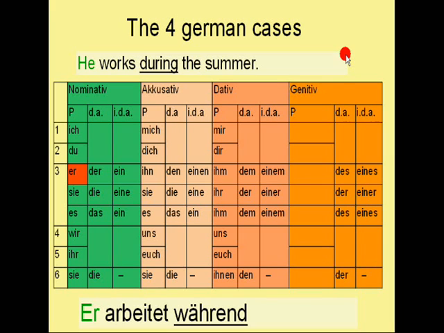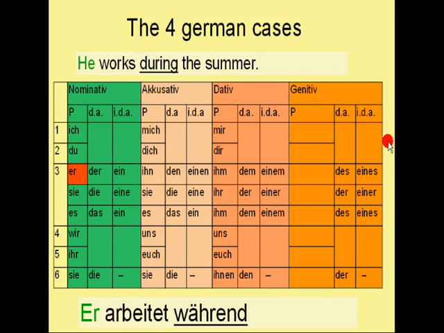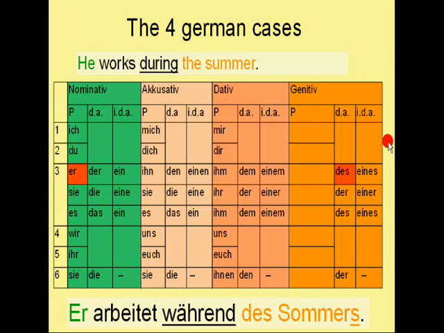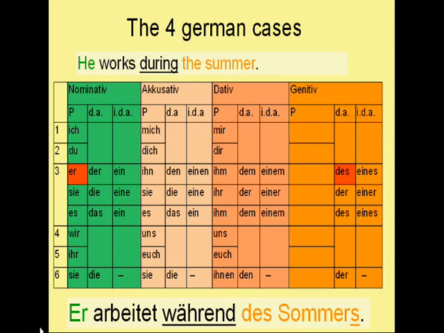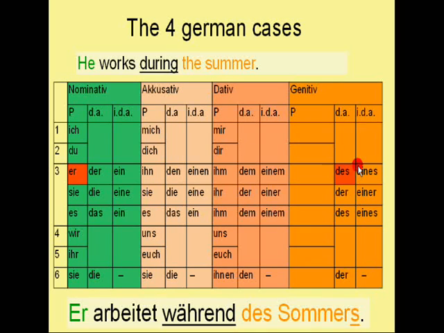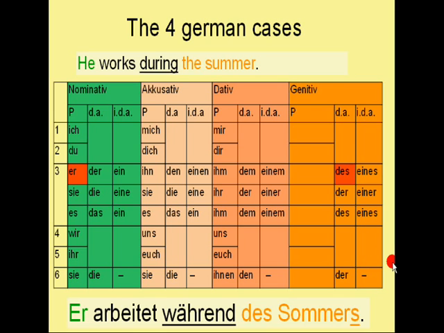And you can see the is the definite article. And summer means Sommer in German and is a masculine noun. So now you should know which kind of definite article you should take. Des. The sentence is Er arbeitet während des Sommers. Now if you ask yourself, why is there an additional s? Well, as I told you in my previous lessons, masculine and neuter nouns that are in the genitive case, in the third person singular, always get an additional s.